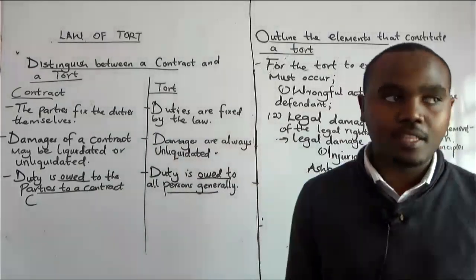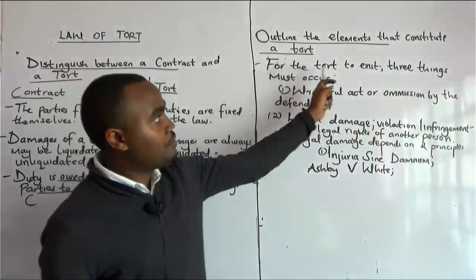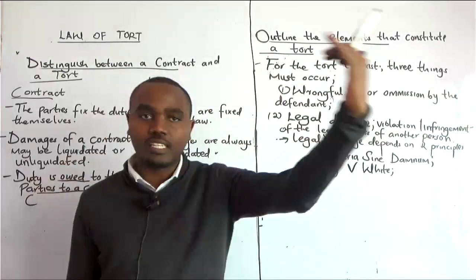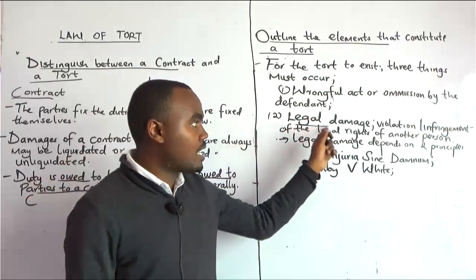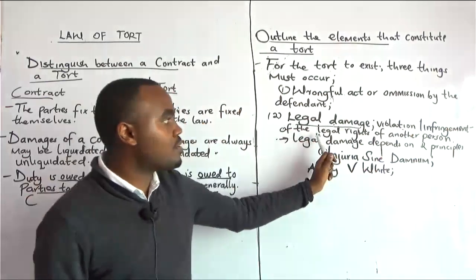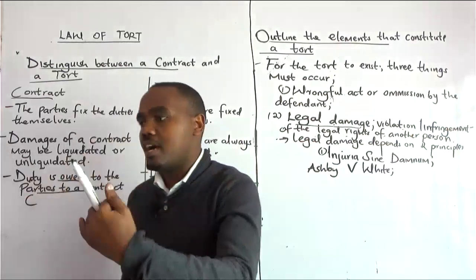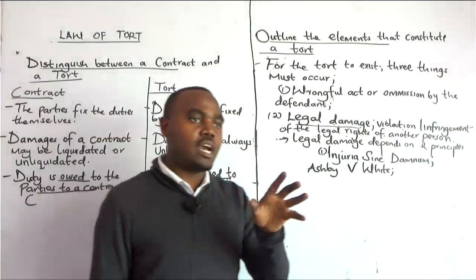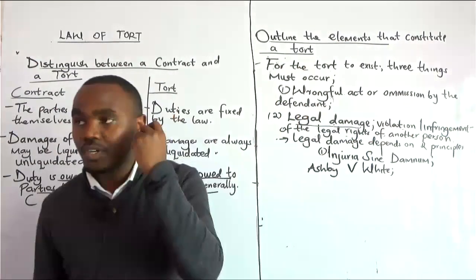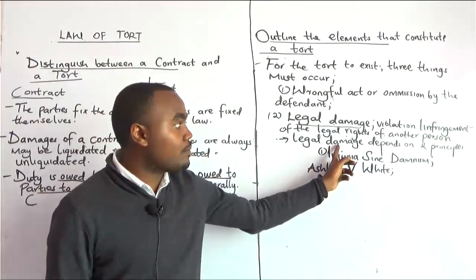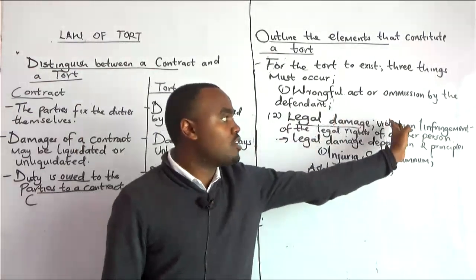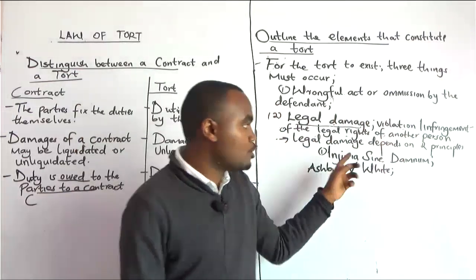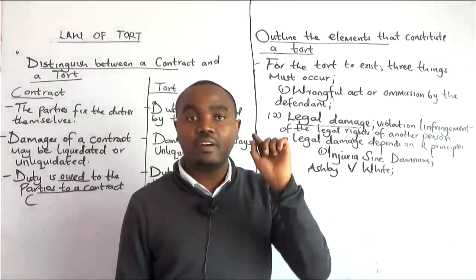Let me explain something. For the tort to exist, there are two things. We have already discussed the first one being the wrongful act. You must have committed something that is affecting the other person's right. Then the other thing is the legal damage, the violation of the legal rights of another person. We are saying that this depends on two principles. We will be discussing the law of defamation, and we shall say sometimes it is not a must for you to prove that you have suffered that damage. To explain the concept of violating the rights of another person, we depend on two principles: injuria sine damnum, meaning that your legal right has been infringed, but you have not suffered any loss.